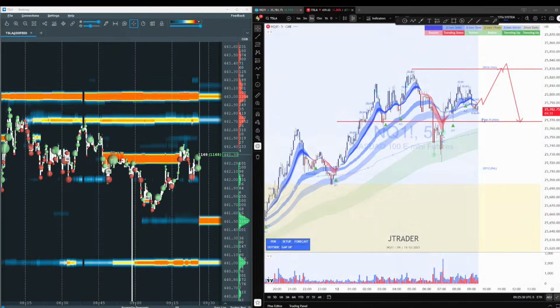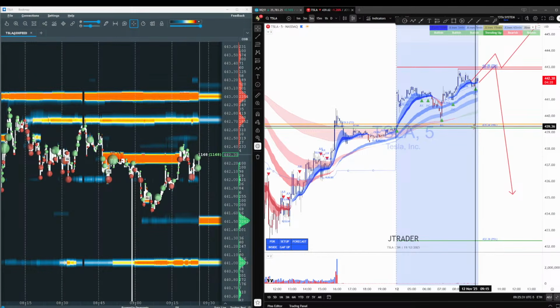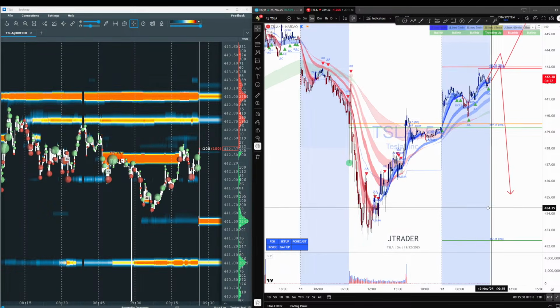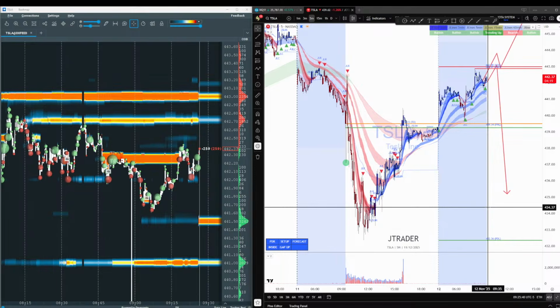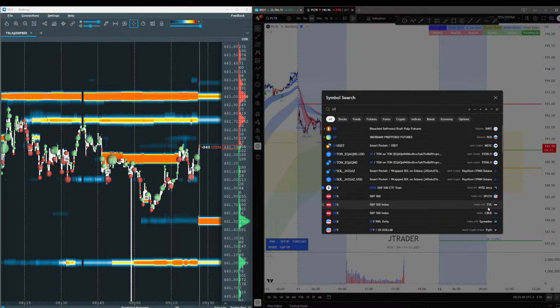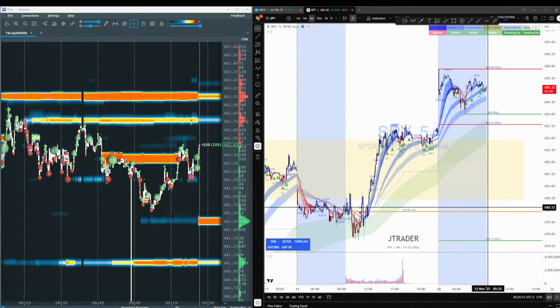So we're going to look at NQ. We're going to look at Tesla. As we said, Tesla is this important previous day high at 443. Then I'm not looking too much at PLTR because it's still inside at 193. I'm going to look at SPY and ES. SPY is in an uptrend, ES is in an uptrend. So again, the same plan that we have for NQ, we're going to look for SPY and ES as well.